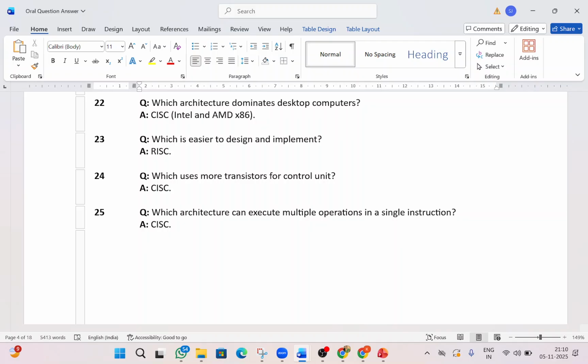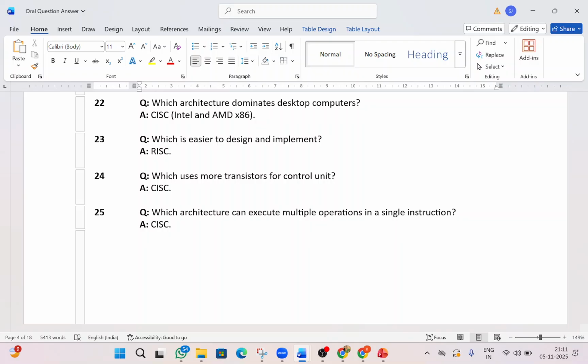Okay, next, which uses more transistors in the control unit? That answer is CISC. The CISC control unit has to decode and execute a wide range of complex instructions, which requires more hardware. So the answer is CISC.